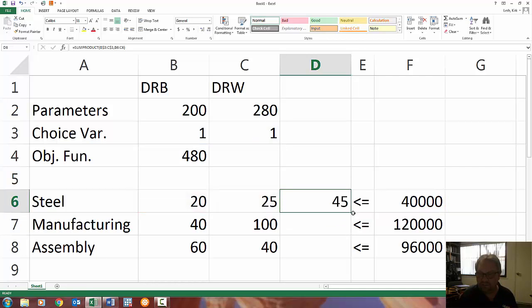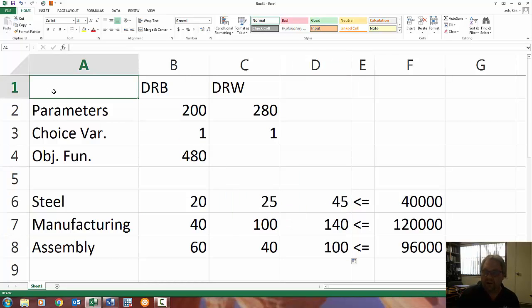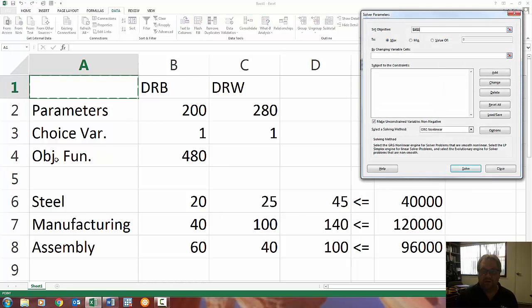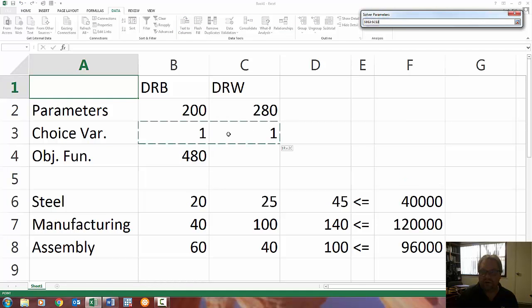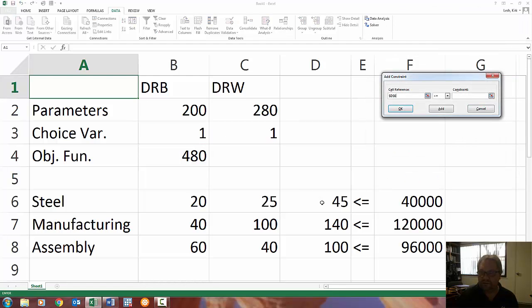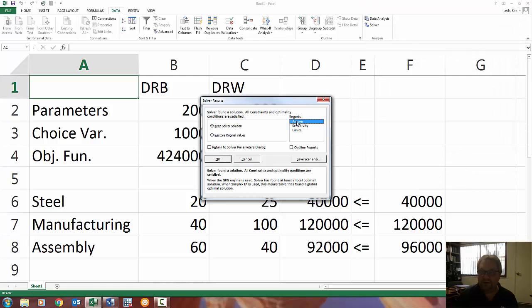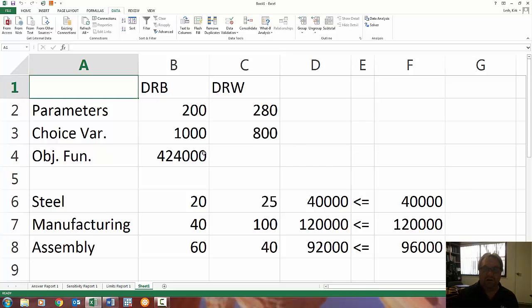All right, so here is the problem in Excel. So now we just need to solve this guy. So data, solver. Okay, my objective function, I want to maximize that by changing these two cells subject to these three constraints being less than or equal to these three constraints. Non-negativity, simplex LP, solve, get your reports, hit OK, and voila.